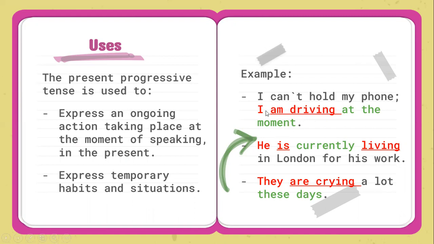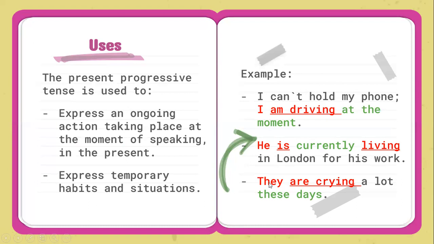As you can see here, already underlined and colored in red, the form. We have the subject, I, we have verb to be in the present, which is am, and verb drive plus ing. So the form here is subject, verb to be plus main verb plus ing. Let's look at the second sentence. He is living. Here, he is living. He, this subject, is verb to be in the present, and living, verb live, added to it ing. All right, so subject, verb to be plus main verb plus ing.